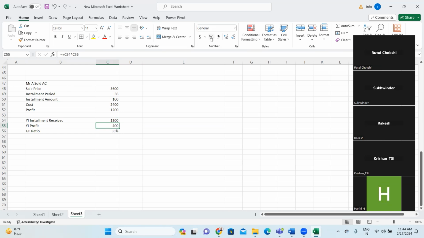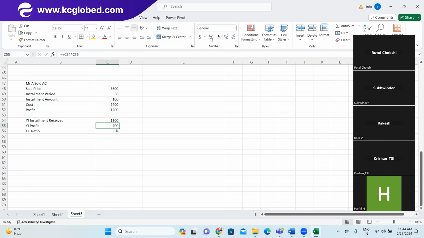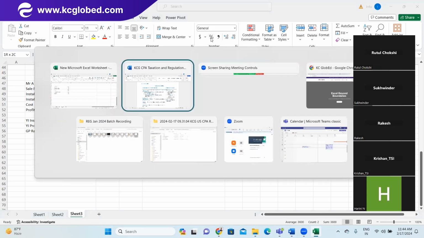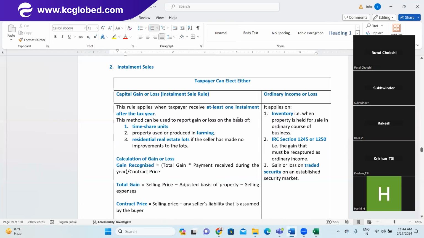So when you are using the installment sales method, then you are applying this formula. But if you are not using the installment sale method, then the entire $3,600 will be considered as taxable income. Make sense? So now let's come back to the theory part.